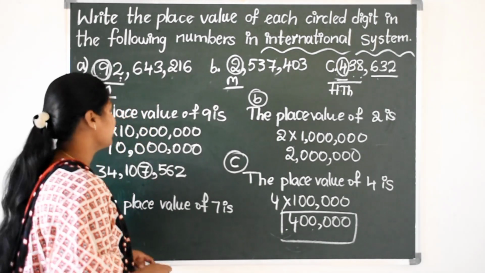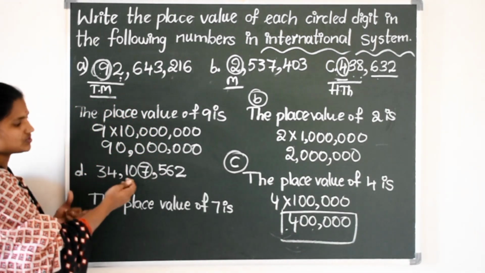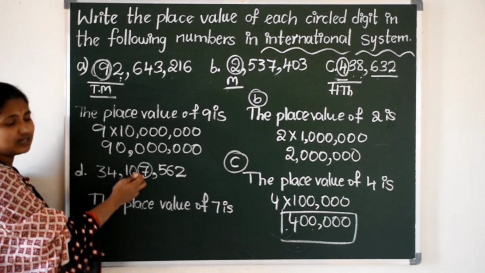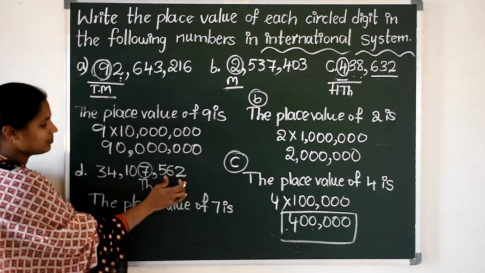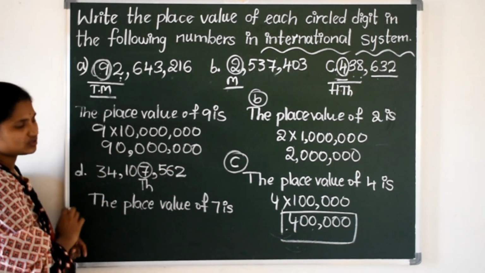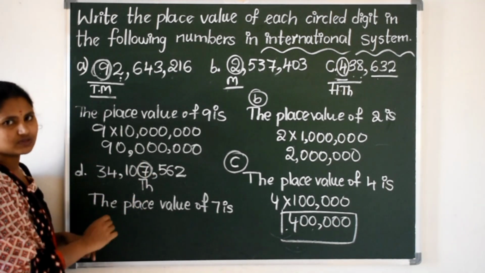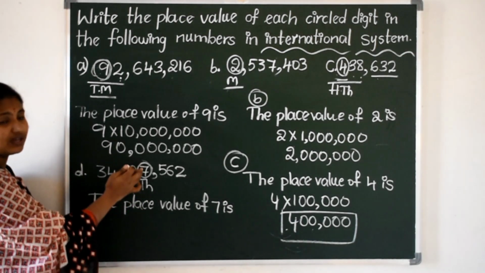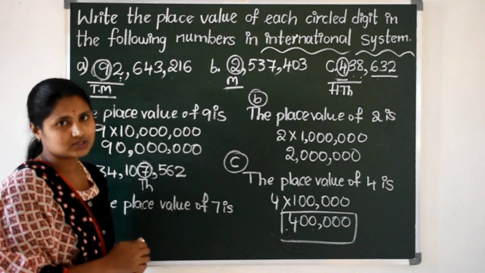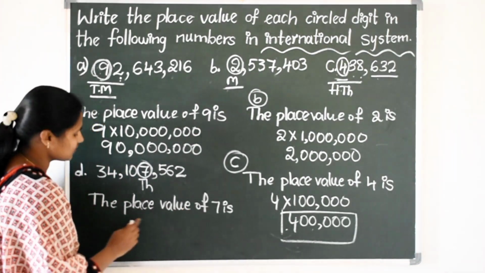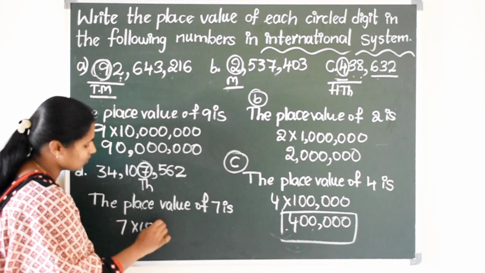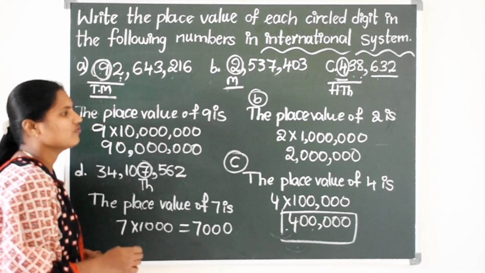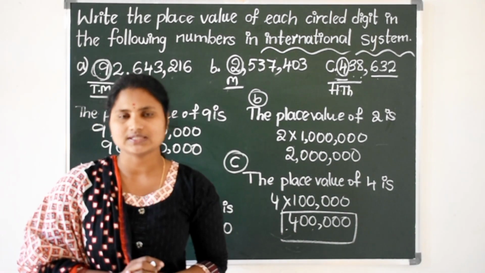And see the D question, the place value of 7 here. How to find it? 7 is in the thousands place. Here ones period is there, thousands period is there, millions period is there. So 7 is in which place? Thousands place. So multiply 7 with 1000, because 7 is in the thousands place. So the place value of 7 is 7 into 1000. 7 into 1000 gives 7000. This is the way to find place value in the international system.